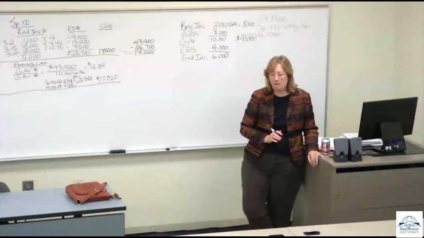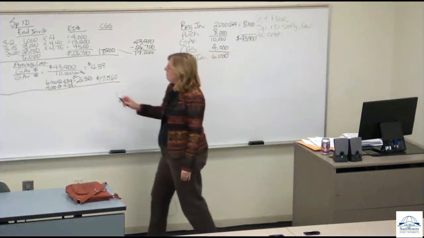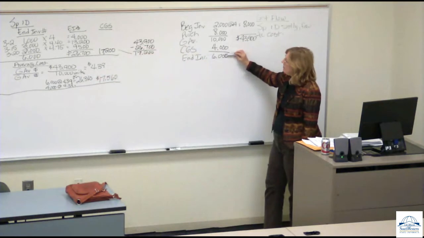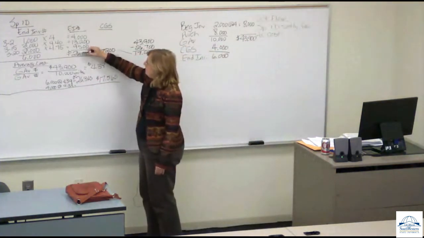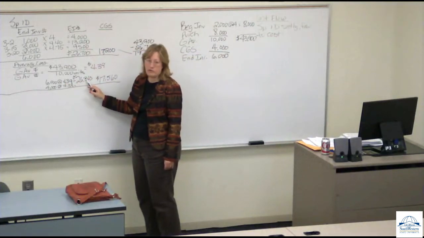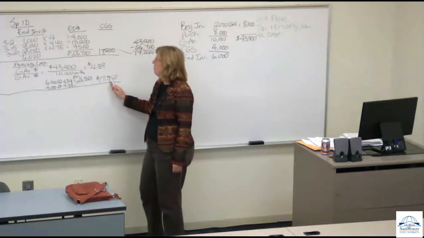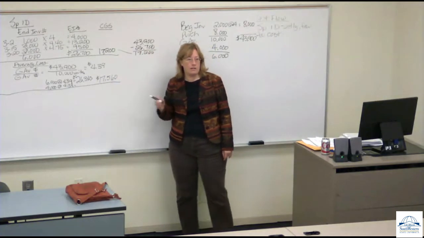So 6,000 is the average cost that came from the inventory? Yeah, we already said ending inventory had 6,000 and cost of goods sold had 4,000. So when we're figuring out ending inventory, 6,000 times our average cost equals the dollar amount. When we're figuring out cost of goods sold, 4,000 times the average cost is cost of goods sold. Okay?